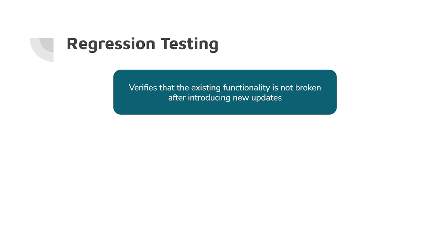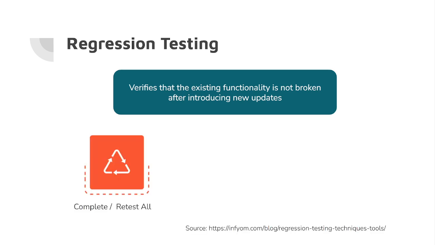Regression testing is typically performed when fixing bugs, after adding a new system feature, or before a software release. It makes sure that new updates do not break the existing code baseline, and there are different types of regression testing. In the complete, or also referred to as retest all technique, the test suite is executed again in its entirety, which can be thorough but time-consuming.